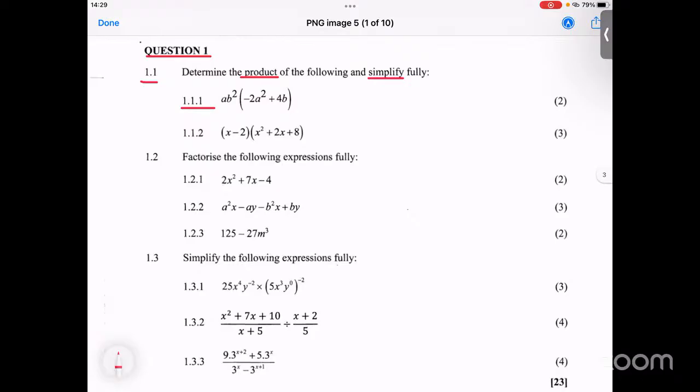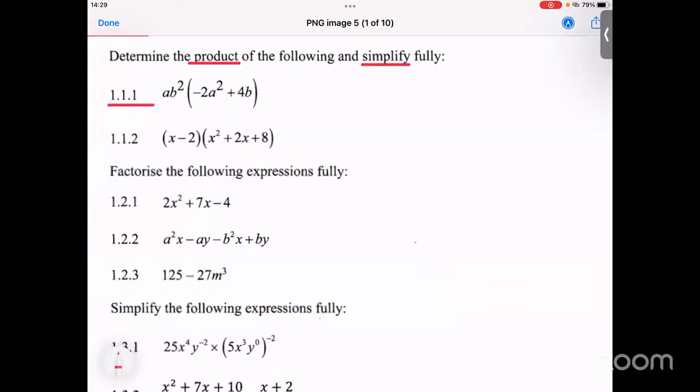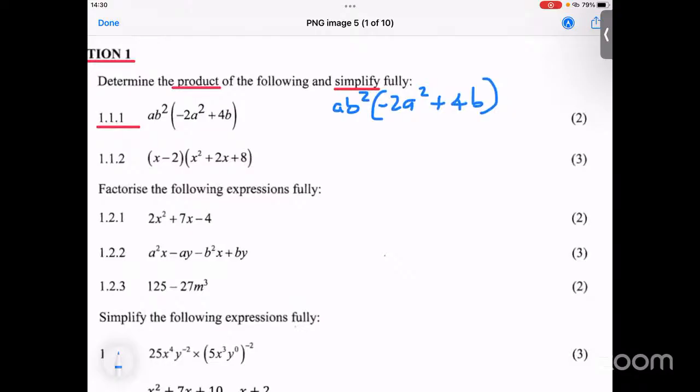I'm just wondering if I should rewrite that. Maybe not because of limited space. So definitely you will rewrite that problem. Okay, now thinking, I see the need to rewrite it. And say we are having AB squared, inside it is negative 2A squared added to 4B. So the question said determine the product and then we simplify.